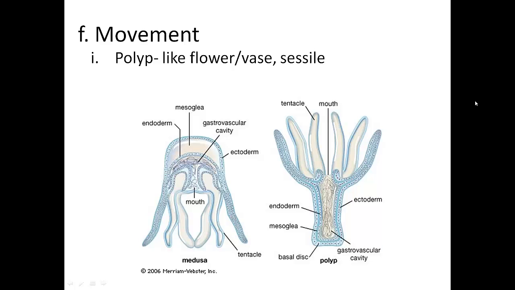Movement: some can move, some cannot. If you have a polyp, that would be this right picture. A cnidarian that's a polyp is sessile. It can't move, it's flower or vase shaped. The medusa would be like a jellyfish, whereas this would be like a sea anemone, the polyp. And the medusa, this picture looks like Darth Vader to me always, is bell-shaped and it's motile. The organism can move or swim.